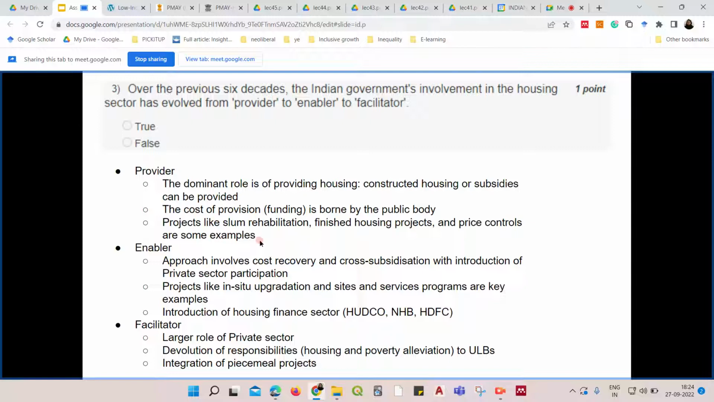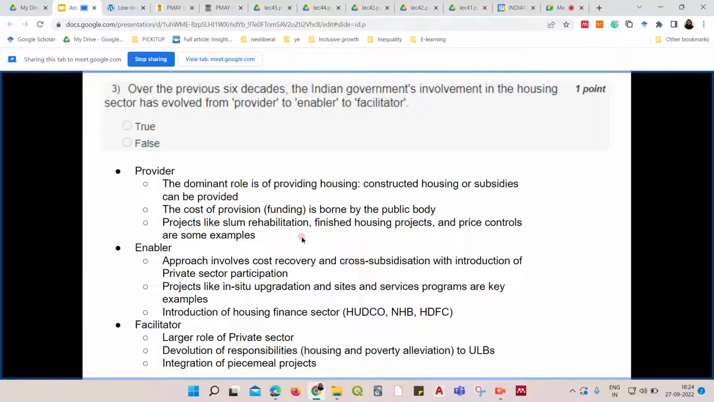So some projects which are key examples of such a role of government are projects like slum rehabilitation, and then finished housing projects. So government would construct certain finished housing and then distribute it to people of low income and EWS groups, who can't afford a housing for themselves.